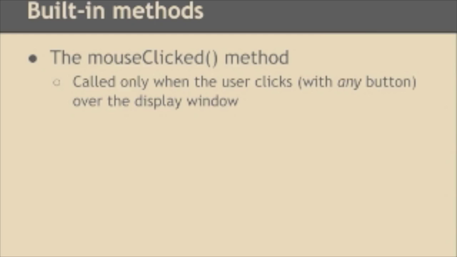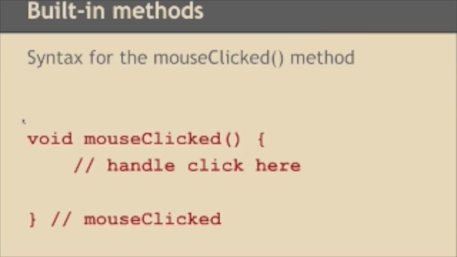When any of those buttons is clicked with the mouse pointer over the display window, the mouse click method is called. And so this is obviously used to handle user input. When they click on the mouse, this is what I want the program to do. Okay? Syntax-wise, again, very similar. The signature says that the name of the method is mouseClicked. Notice that it's got a capital C for the second word in mouseClicked. No parameters, return type void, and my curly brackets, comments, and the guts of mouseClicked would go in here.